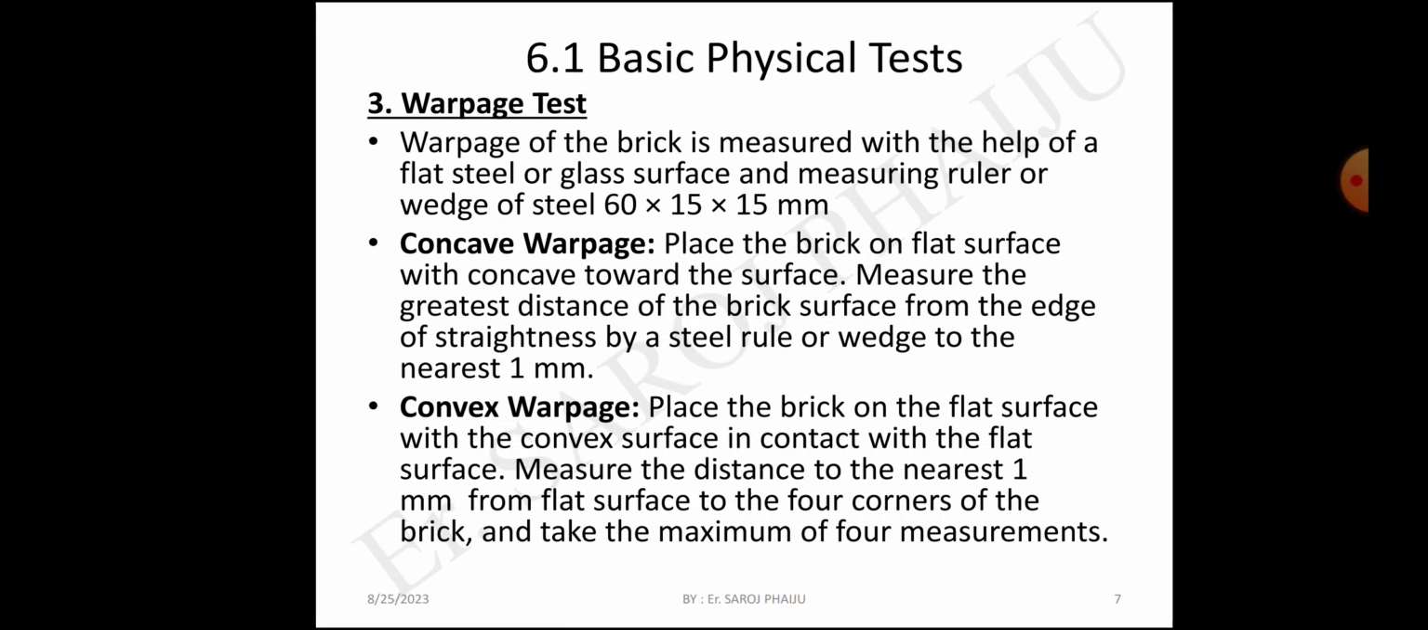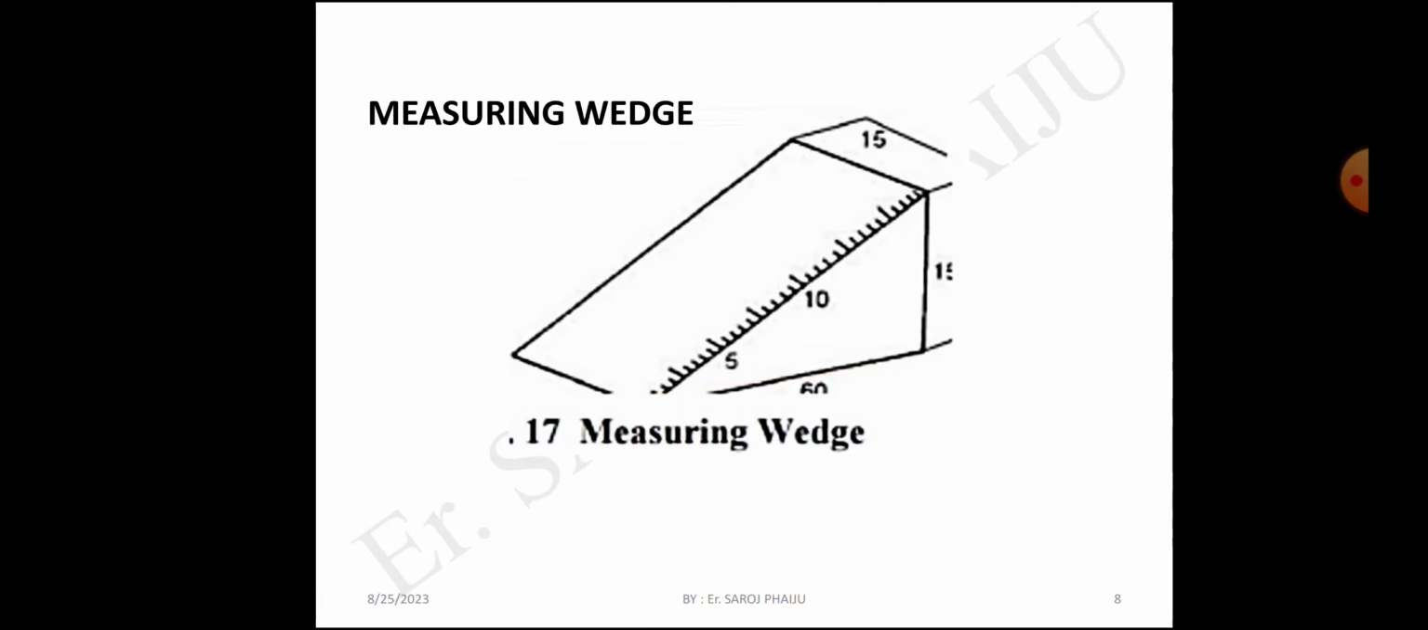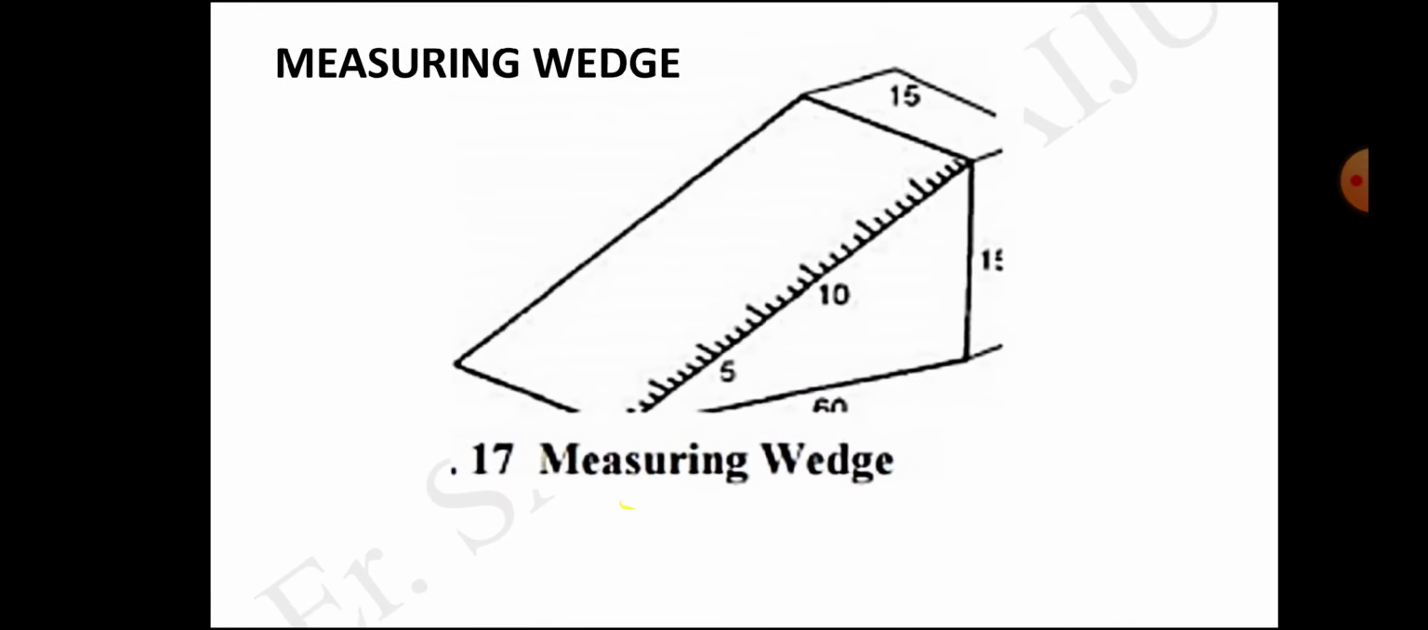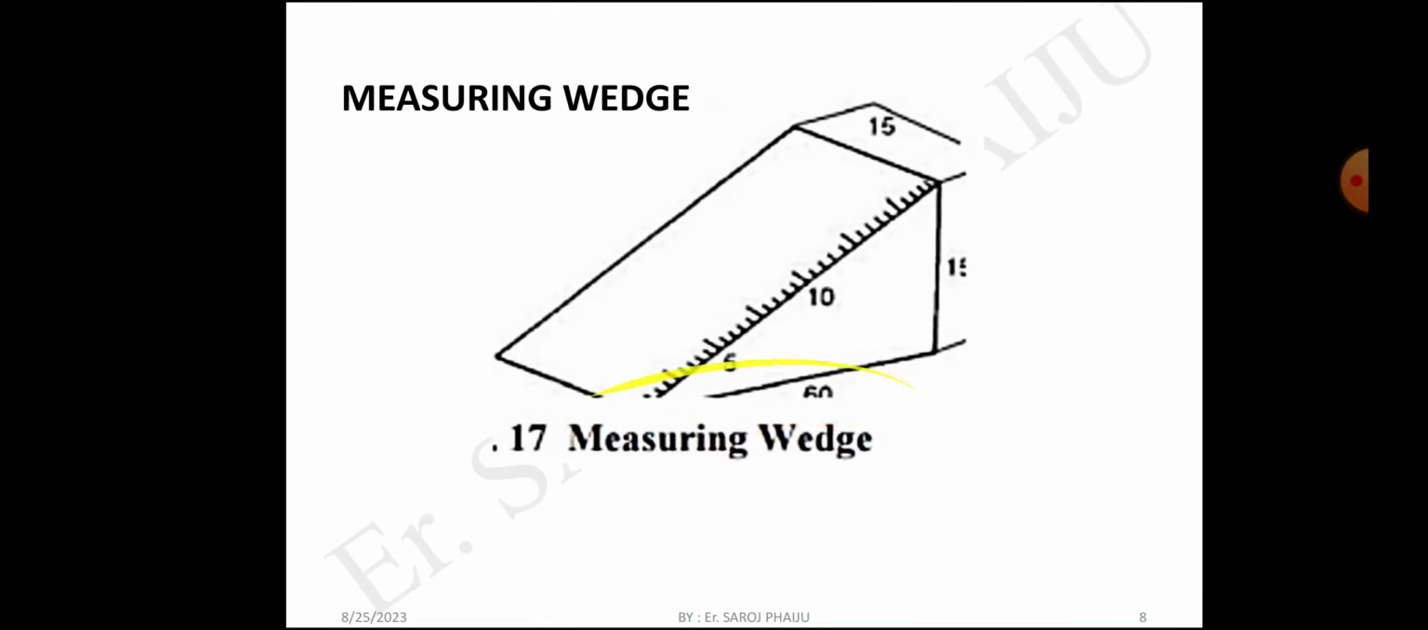Place the brick on the flat surface with the convex surface in contact with the flat surface. Measure the distance to the nearest 1 mm from the flat surface to the four corners of the brick and take the maximum of the 4 measurements. So here is a figure of measuring warpage.